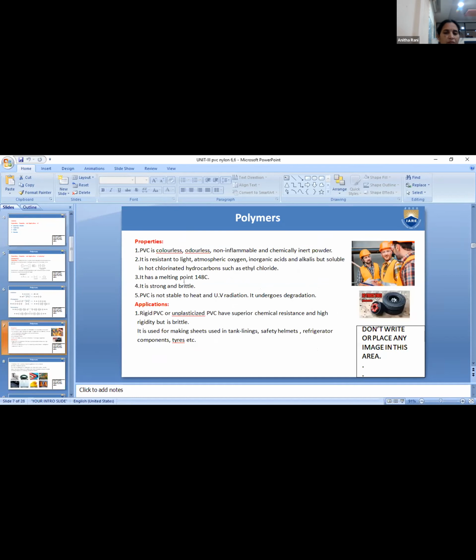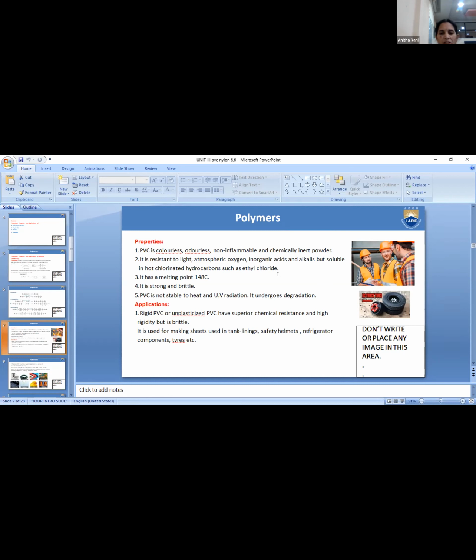I gave you five properties here. Remember this and write. Polyvinyl chloride, PVC, is colorless and odorless. You won't get any odor. It is non-inflammable and a chemically inert powder. It is resistant to light, atmospheric oxygen, inorganic acids and alkalis, but it is soluble in hot chlorinated hydrocarbons.